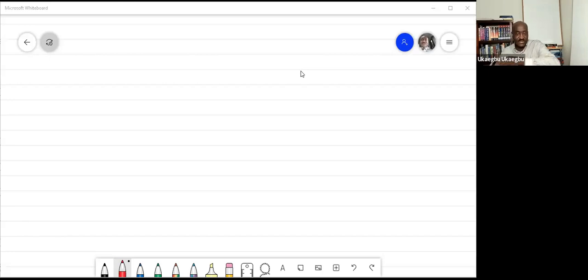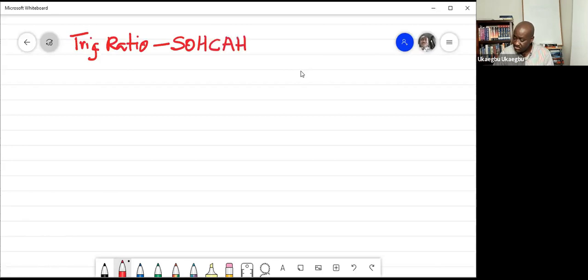So because we did Pythagorean theorem, let's consider now SOHCAHTOA. SOHCAHTOA is basic trigonometric ratio. You can actually call it trig ratio, and we are focusing on SOHCAHTOA.